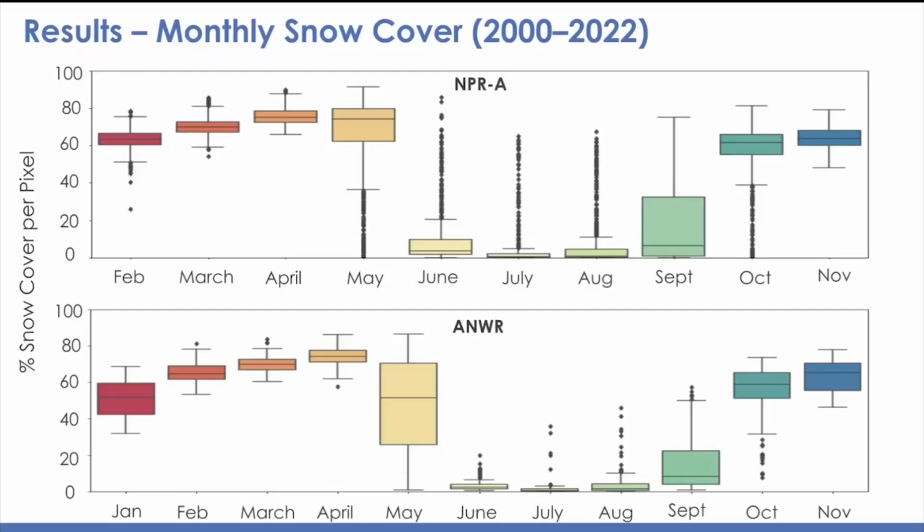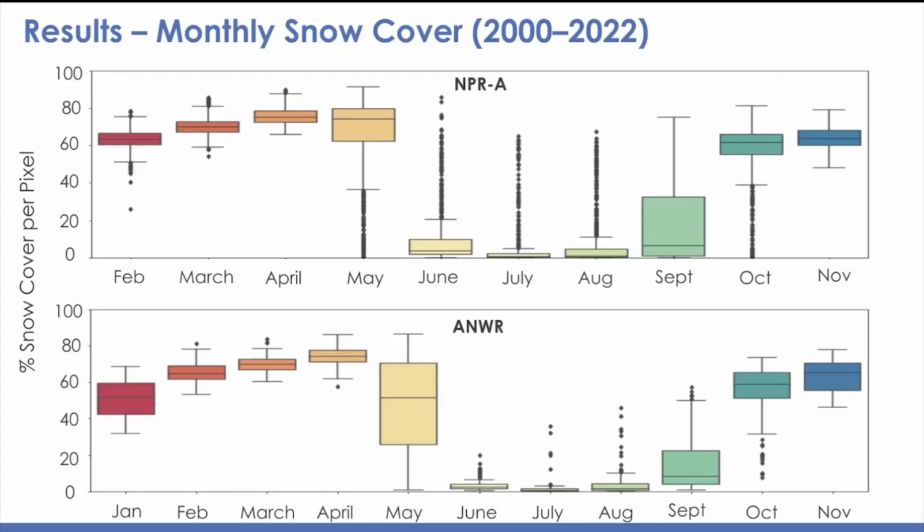So one of the first things the team looked at were the monthly snow cover rates between all these years. As we can see here in both regions, we see what we would expect, where snow remains really high in the winter months, starts to melt in May, and then in the summer completely drops out and melts, and then builds back up during the fall and winter season. We saw this consistently throughout both regions.